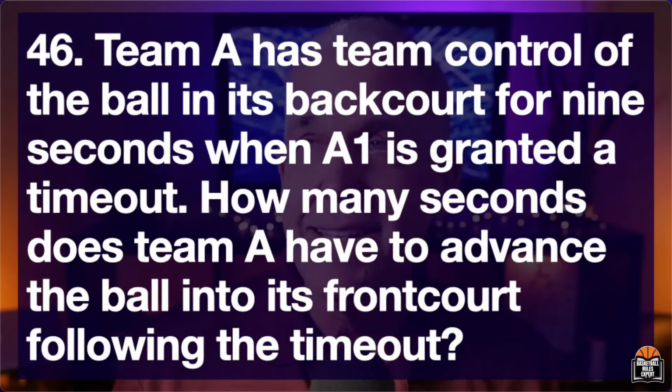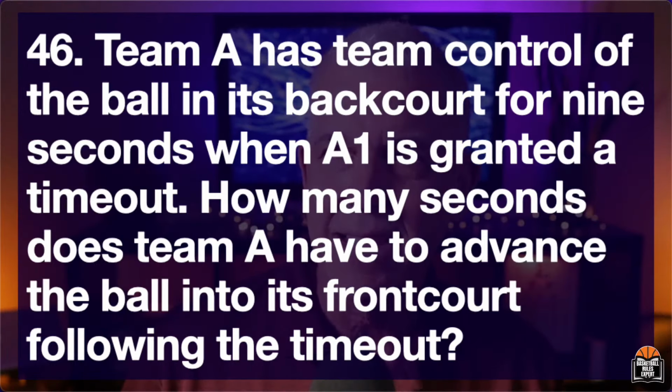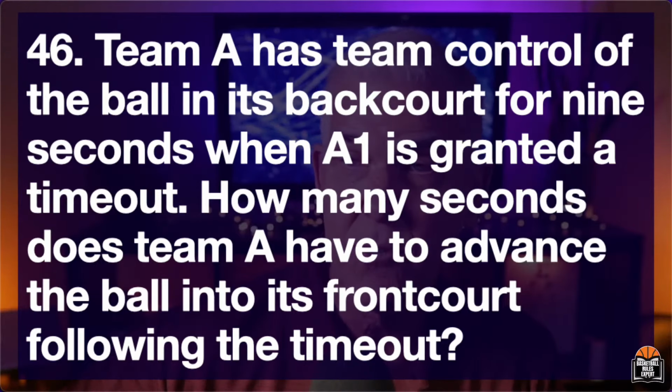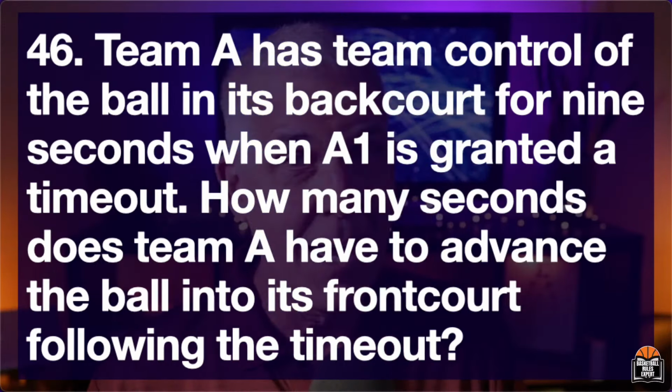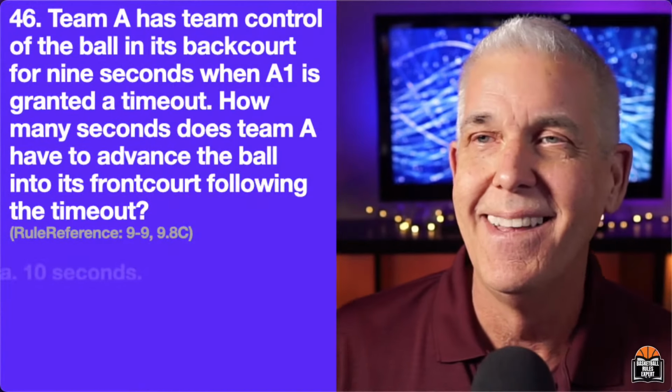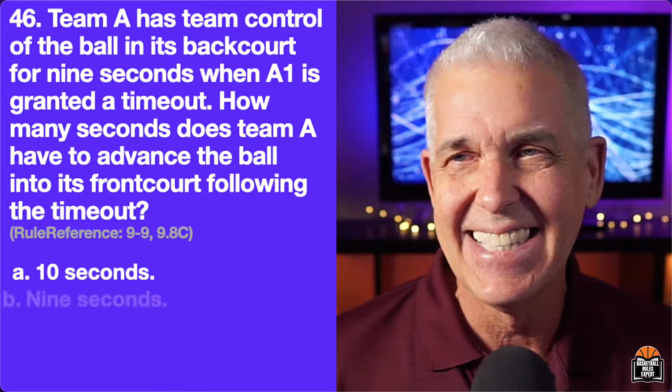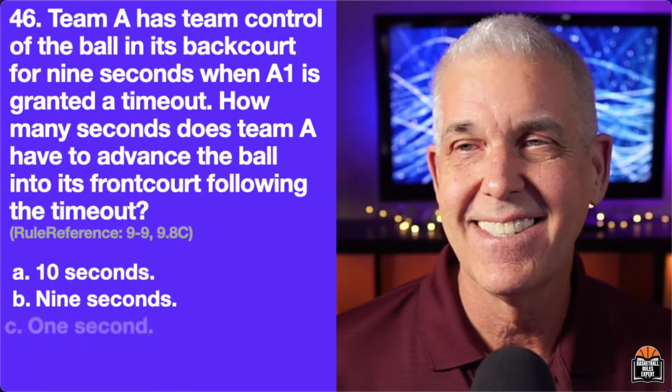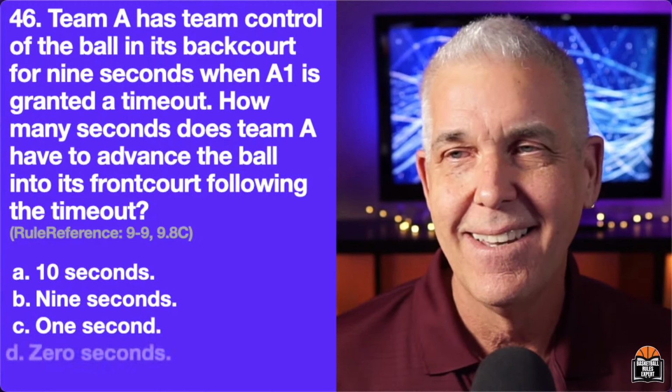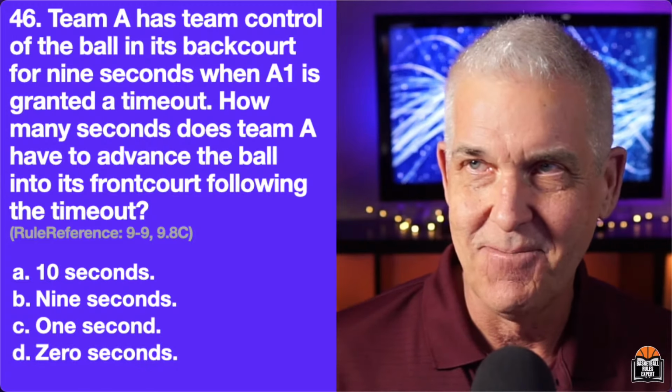46. Moving on. Team A has team control of the ball in its backcourt for 9 seconds when A1 is granted a timeout. How many seconds does Team A have to advance the ball into its front court following the timeout? 10 seconds, 9 seconds, 1 second, or 0 seconds.